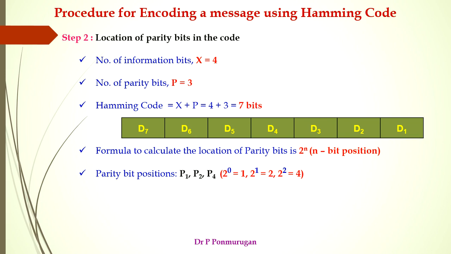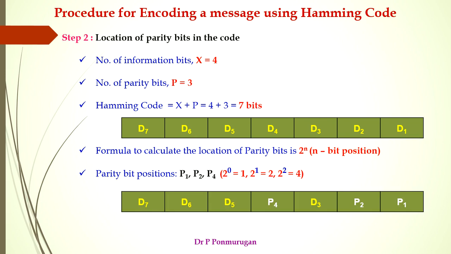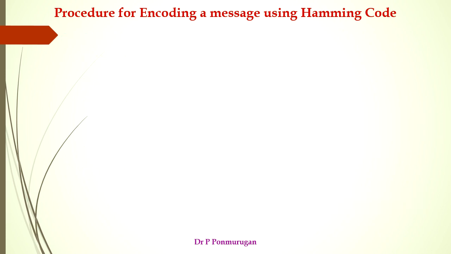For the next, it is 2^1. So the next parity bit should be placed at D2, and it is named P2. For the next one, it is 2^2, so it will be 4. The last and final parity bit has to be placed in bit D4. So these 7 bits are now reframed like this: D1 is renamed as P1, which is the parity bit, D2 as P2 and D4 as P4. The last and final step is assigning values to the parity bits.